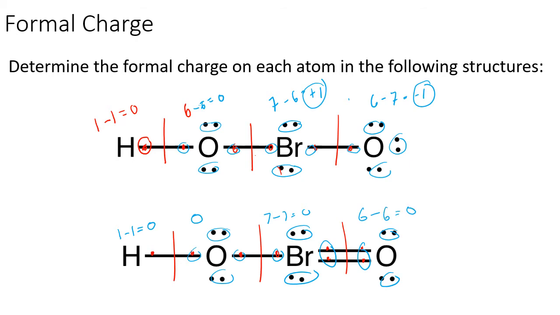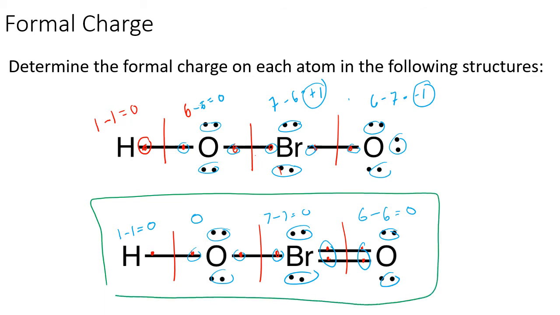So 0. So our bottom structure is considered our better Lewis structure, or the best one comparing these two, because it has minimized the amount of formal charge on the atoms. We were able to draw a structure where there is no formal charge on any of our atoms. So that one's considered our better one between the two of these.